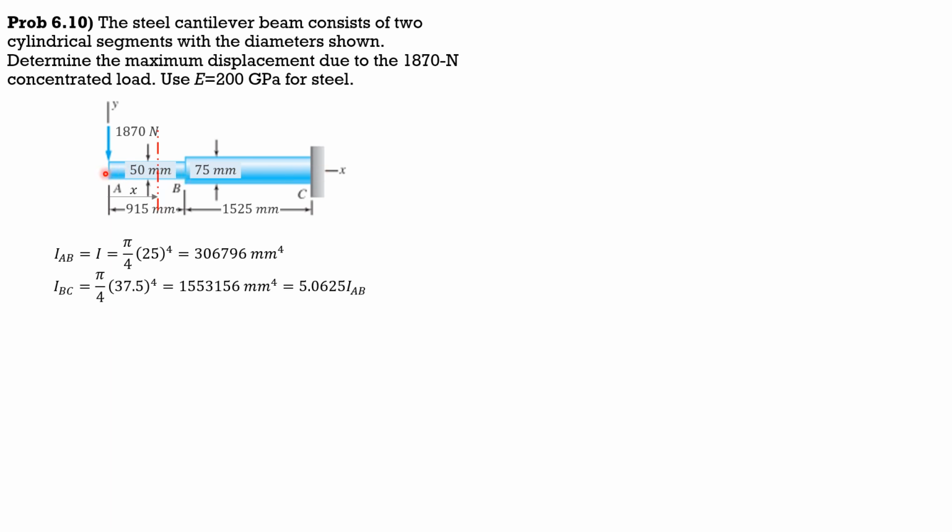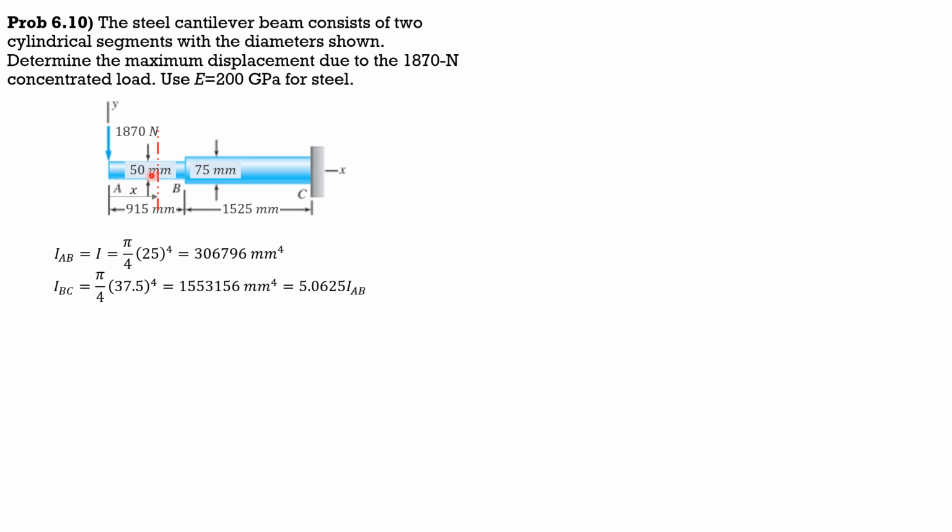So there are two differential equations for segment AB and for segment BC. Take note that for AB, it is from 0 to 0.915 meter. For BC, the equation is applicable from 0.915 to 0.915 plus 1.525, which is 2.44 meters. Now, take note that for these two segments, what is common is theta B, or y prime, when x is 0.915, and delta B. The values would be common for AB and for BC.